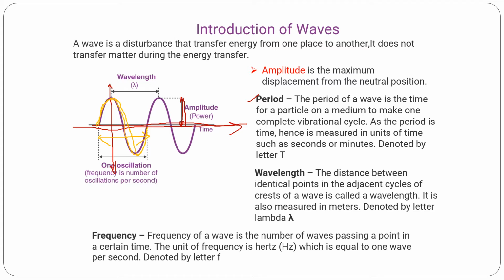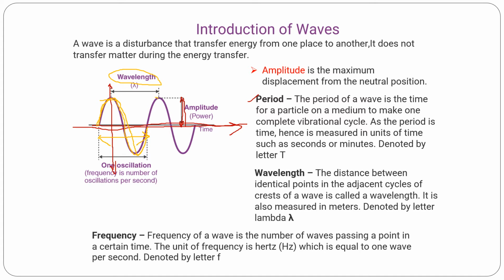Now the second one is wavelength. The distance between identical points in the adjacent cycles, such as the crests of the wave, meaning the maximum amplitude of the wave, is called the wavelength. Here we can see the wavelength. This is the wavelength, between two nearby maximum points.